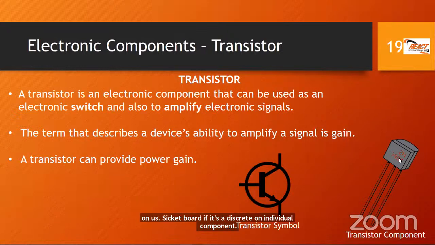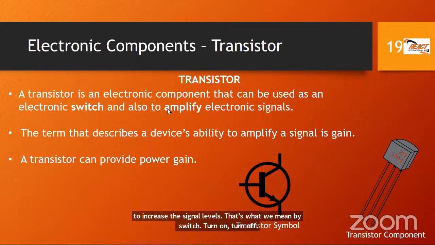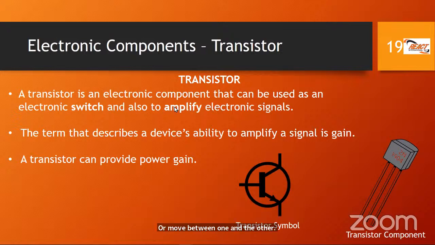We need to know that it can be used to either switch or amplify, meaning to turn on and turn off, or to increase the signal levels. That's what we mean by switch: turn on, turn off, or move between one and the other. Or amplify, which is to increase the level. So that's what a transistor can be used for. When we amplify, we say that there's gain associated with the transistor. In the case of amateur radio, we're always looking to increase power, and therefore we can get a power gain from our transistors in the circuit.